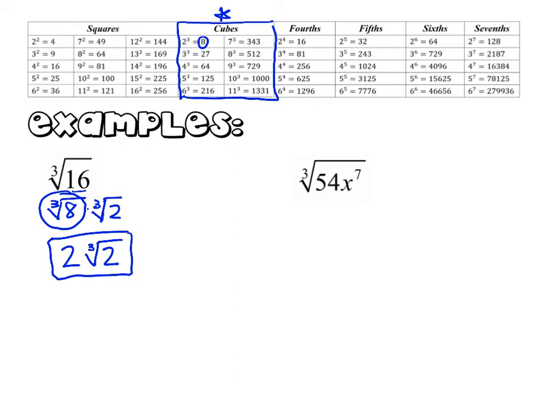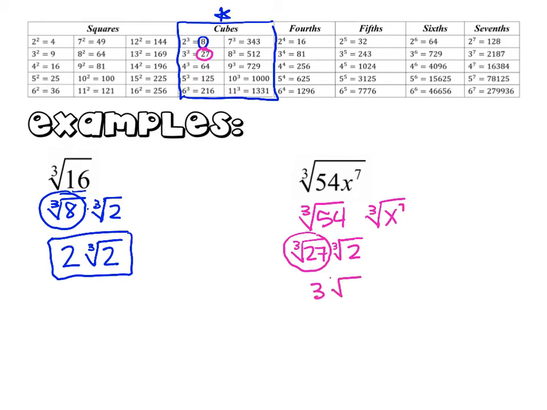And the second one, the cube root of 54 x to the 7th power. If I look at that in separate pieces, so it's not overwhelming, the cube root of 54 and the cube root of x to the 7th. The cube root of 54, the biggest perfect cube I can divide 54 by is 27. So I can rewrite this as the cube root of 27 times the cube root of 2. The cube root of 27 was a perfect. That was 3. The cube root of 2 is not a perfect, so it just stays the cube root of 2. And then what about the variable part?